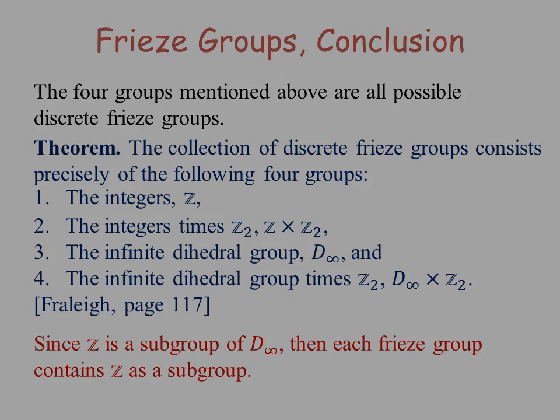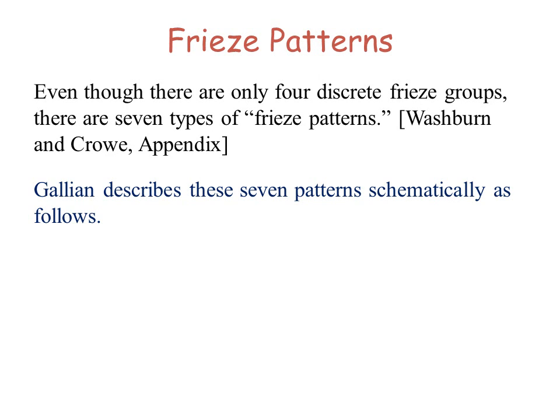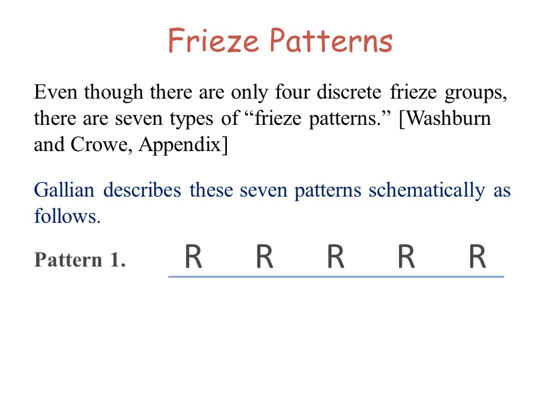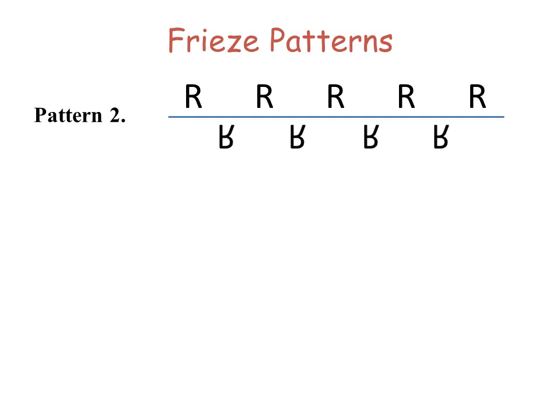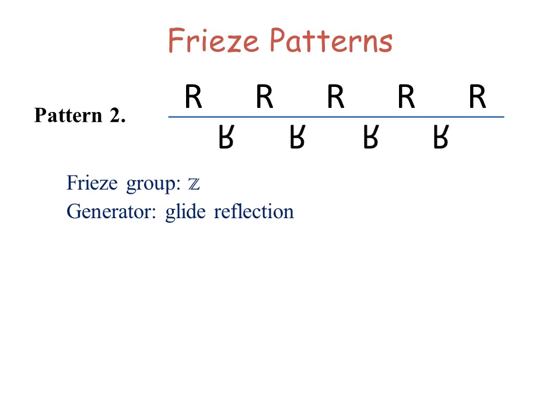Even though there are only 4 discrete Frieze groups, there are 7 types of Frieze patterns. Gallian describes these 7 patterns schematically as follows. Pattern 1. The Frieze group is the integers and is generated by a translation. Pattern 2. The Frieze group is the integers and is generated by glide reflection.